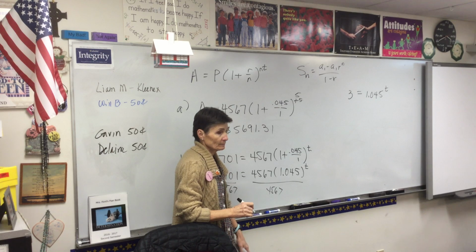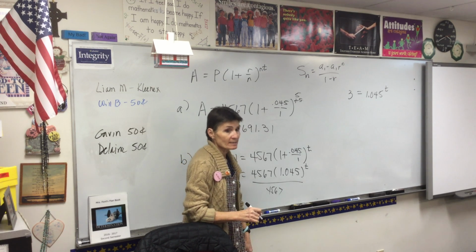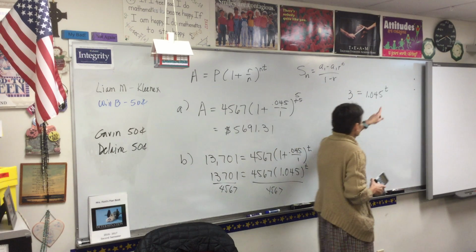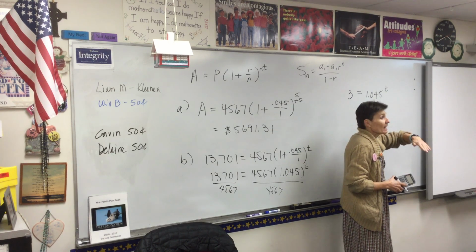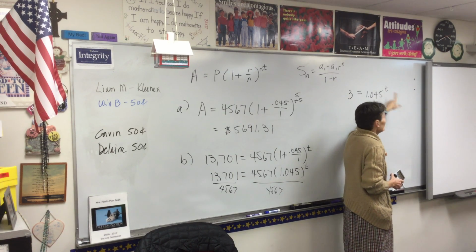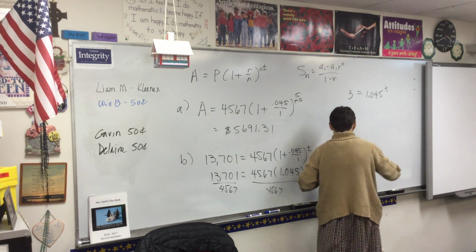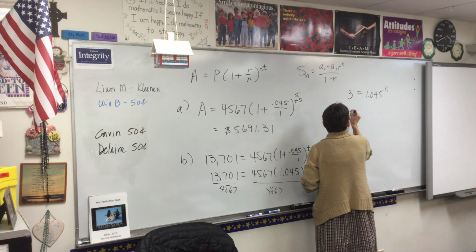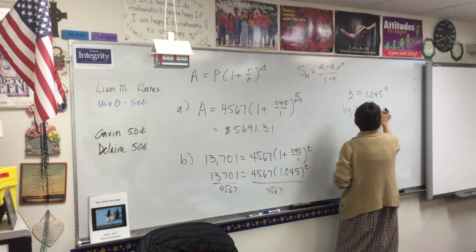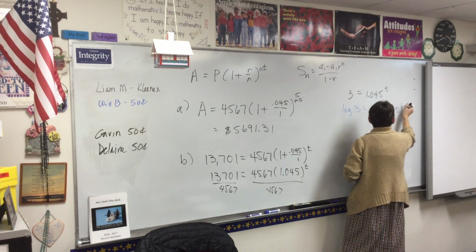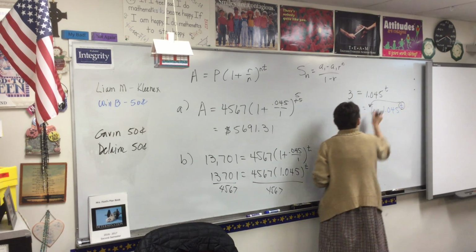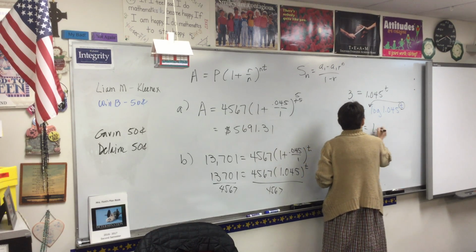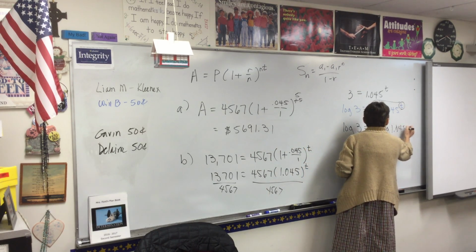What do I do now? Log both sides. Every time your variable is up here, you're going to log both sides. That's the only time you do it. But every time you got that, you're going to have to do it. So we'll take the logarithm of both sides. And what happens? Why did I do that? So this guy comes out here. So log 3 equals t log 1.045.